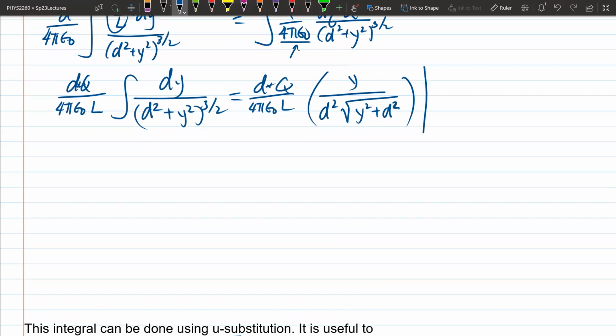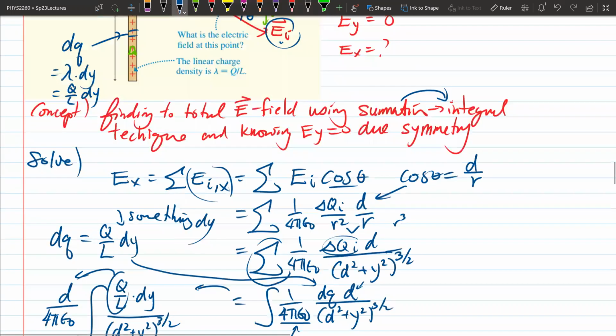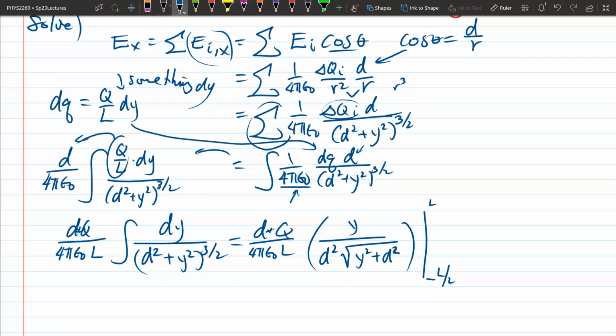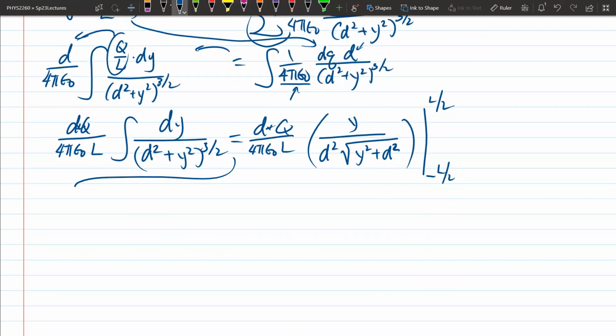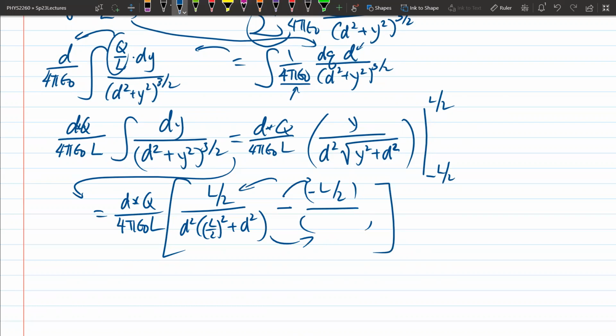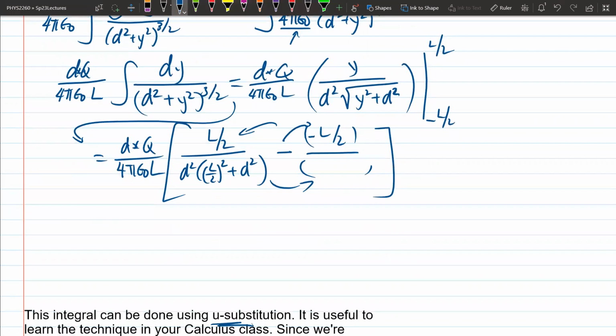This is going to be evaluated from, well, where are the limits for y? This is y equals 0 at the center, so y goes from negative L over 2 to positive L over 2. Let's see what happens when we do that. In the next line, dq over 4 pi epsilon naught L, we plug in L over 2 on top, L over 2 in the bottom squared plus d squared, minus L over 2 with the minus sign on top, and the same thing below. You can tell right away that these two minus signs cancel each other, so the second term just doubles the first term. I'm not going to write up all that stuff, so I'm going to keep going.